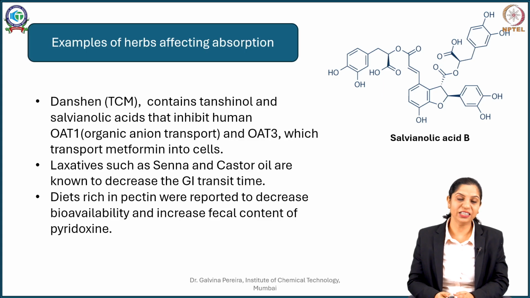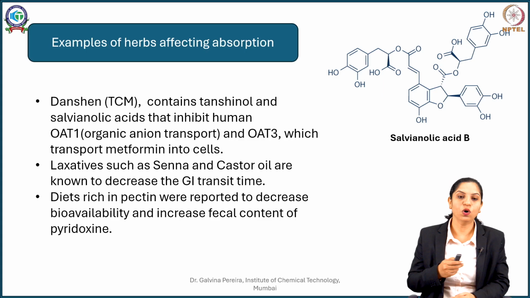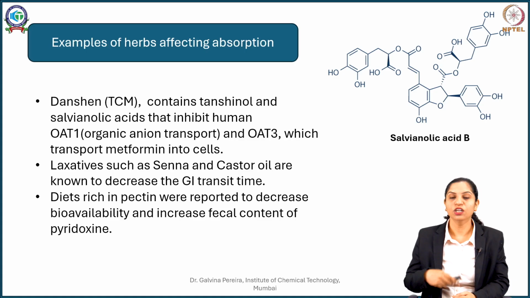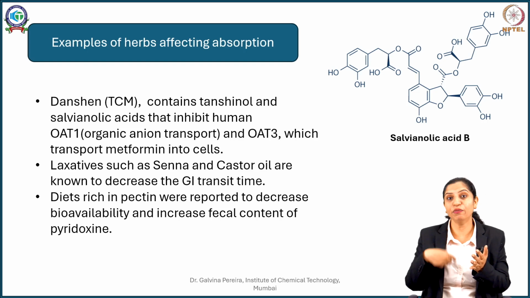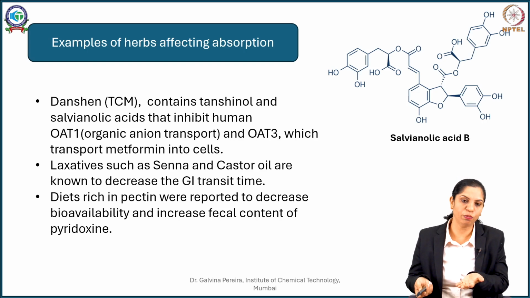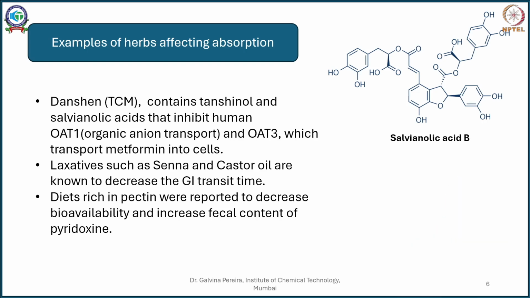So as a result, in one such study done in chicks, pyridoxine was administered along with pectin. It was seen that because of this pectin barrier, the amount of pyridoxine which was absorbed decreased, but the amount of pyridoxine in the fecal matter, that is the unabsorbed one, definitely increased.